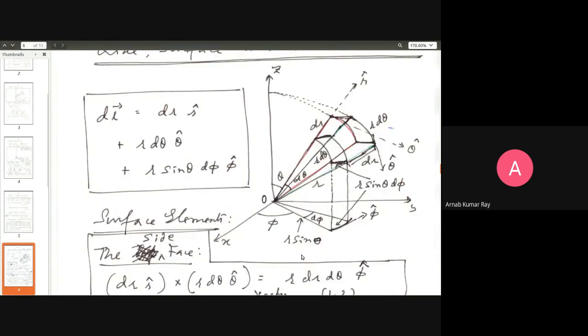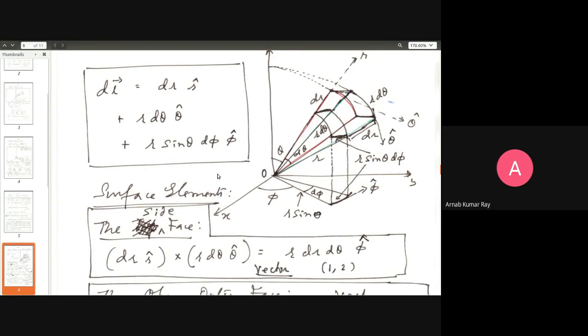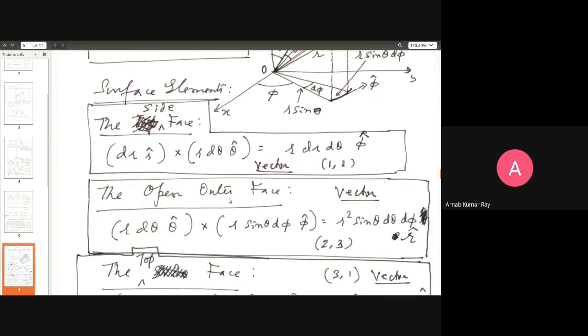Now let us look at 2 cross 3. Theta cap this way, phi cap this way, which means that it's the outer face that we are worrying about. And this face is particularly important. We shall soon see how. So this is the outer face. It is r d theta theta cap cross r sine theta d phi phi cap. Let's see now, you have got r squared sine theta d theta d phi, theta cap cross phi cap. Theta cap is unit vector 2, phi cap is unit vector 3. 2 cross 3 will give you 1, which is r cap. That's the first unit vector that you have.